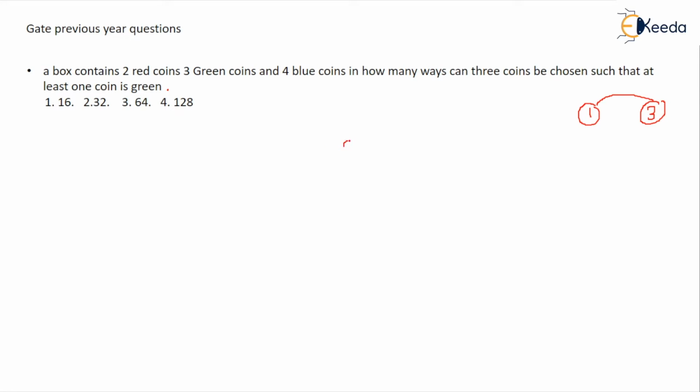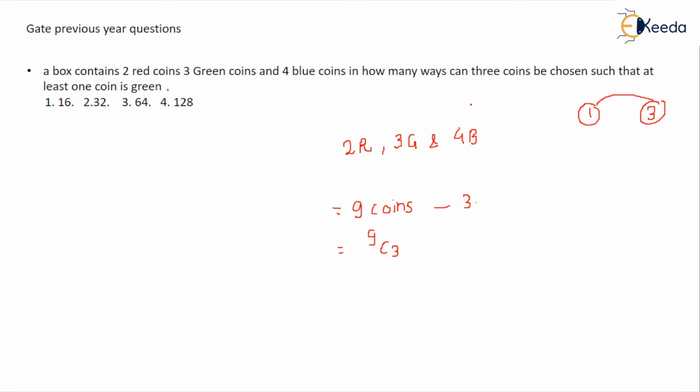Now there are 2 red coins, 3 green coins, and 4 blue coins, right? So there are how many total coins? There are total 2 plus 3 plus 4, that is equivalent to 9 coins. And out of those 9 coins, how many are you choosing? You are choosing 3, right? So this is a clear-cut thing of permutation and combination. Out of 9 coins, you are choosing 3 coins, so 9C3, right?